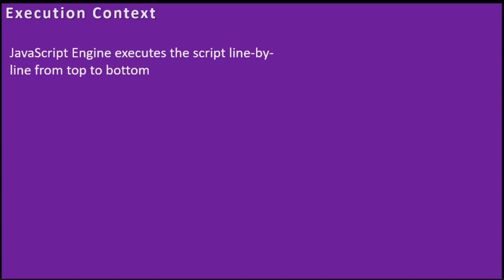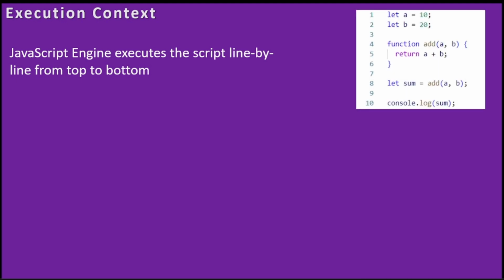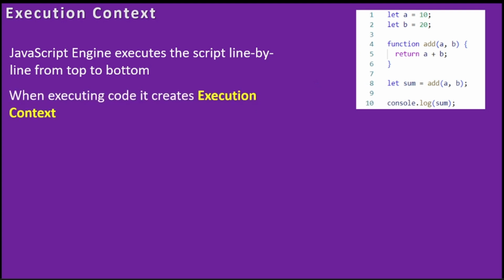Before we understand hoisting, we need to understand a bit of execution context. What is the execution context in JavaScript? The JavaScript engine executes whichever script you have created, line by line. Let's say this is a script and here we have declared two variables and one function. The JavaScript engine executes this script line by line like this. We call this a top to bottom approach.